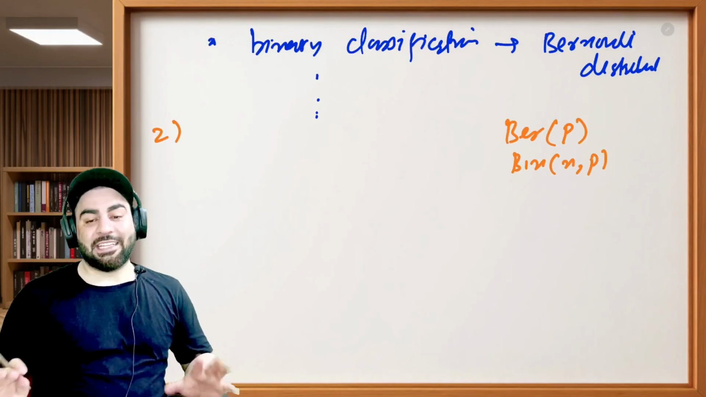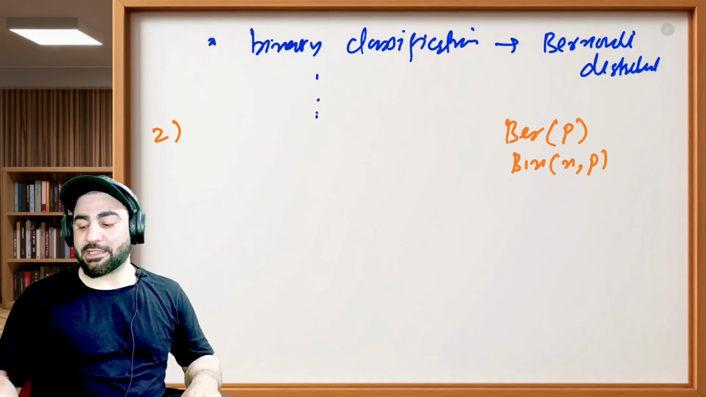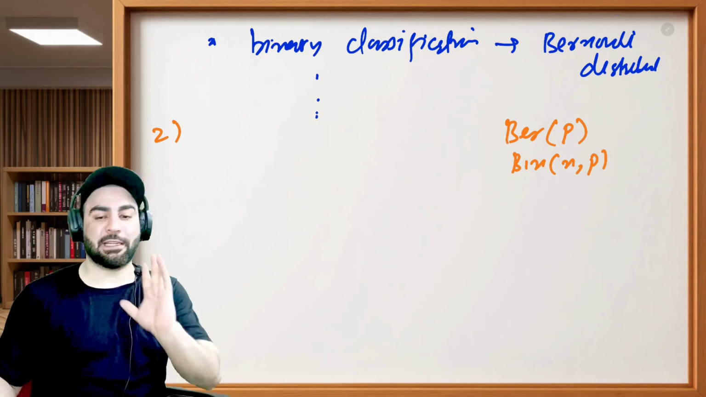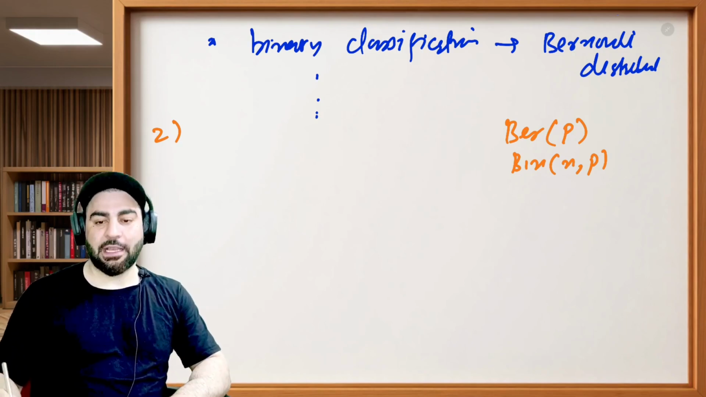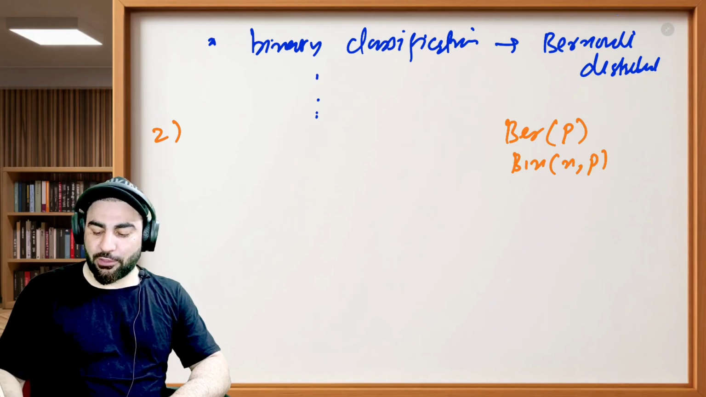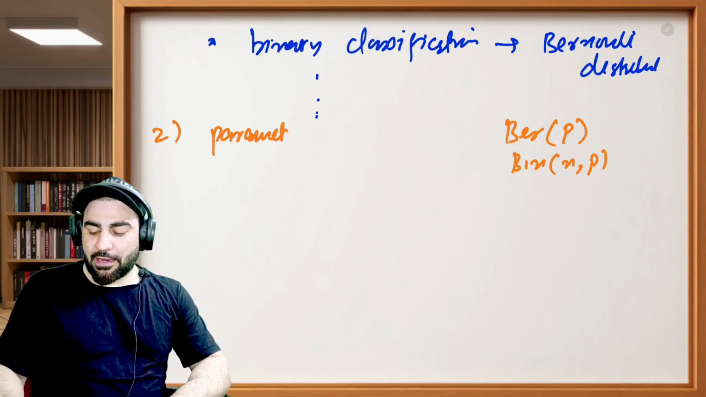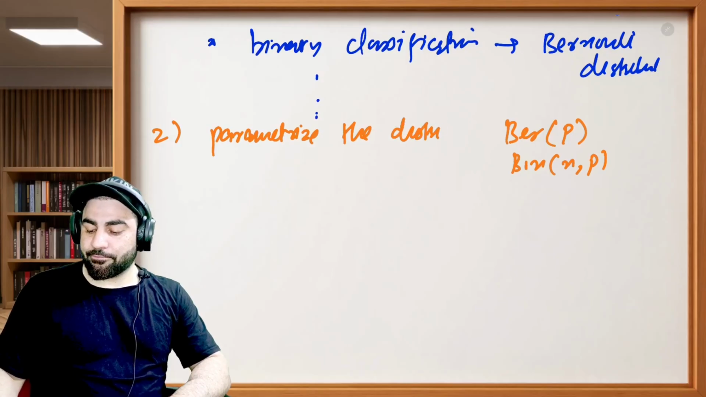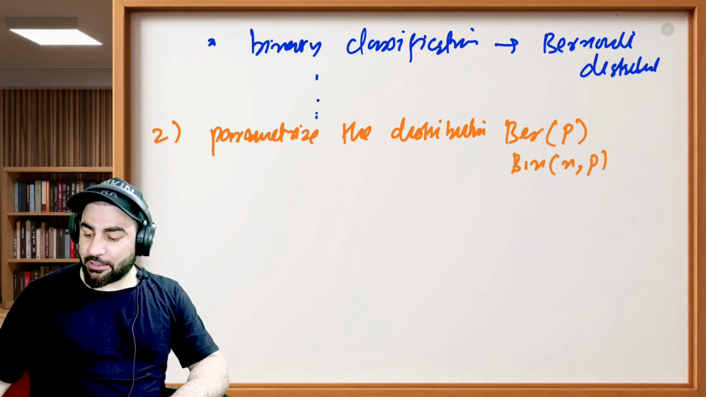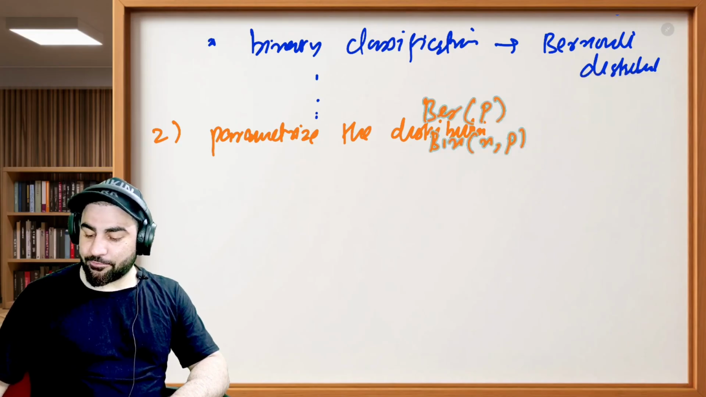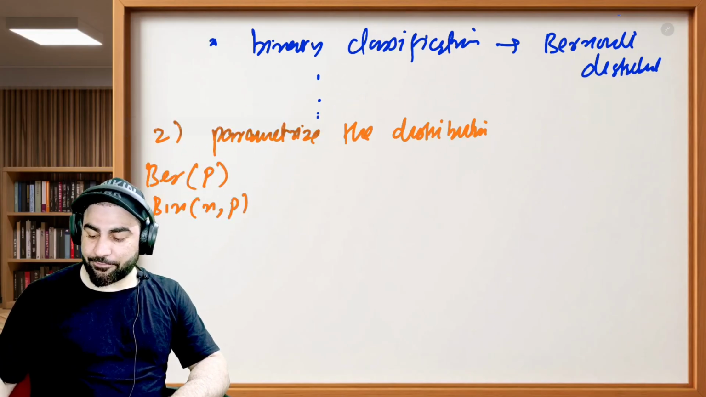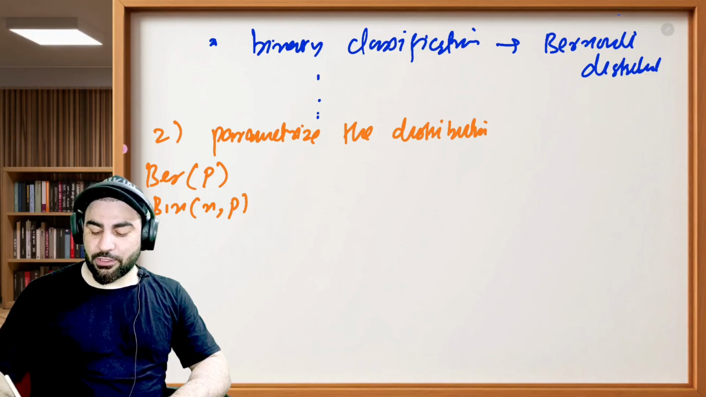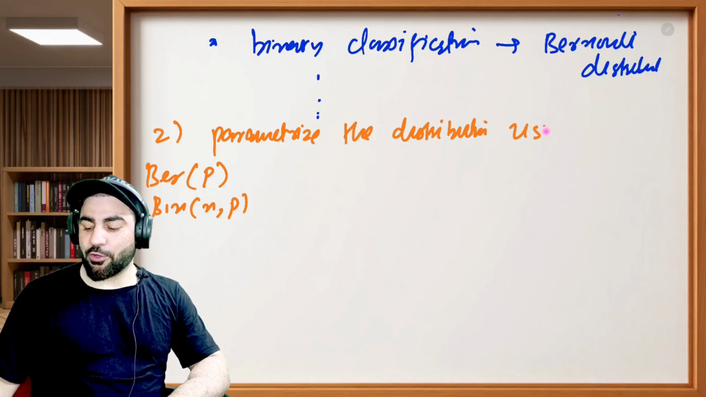Okay, now as I said, these distributions have some parameters. Now you have to find these parameters using the model. That's what the second step is: you have to parameterize the distribution using the model. Let me write this somewhere else. Parameterize the distributions using your model, because you are using a parameterized model, a neural network.